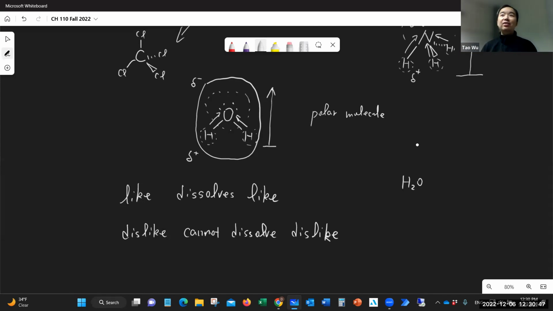Okay, hopefully you can remember this. Polar dissolves polar. Non-polar dissolves non-polar. Those are quite different things. So that's why we say like dissolves like, unlike does not dissolve unlike.